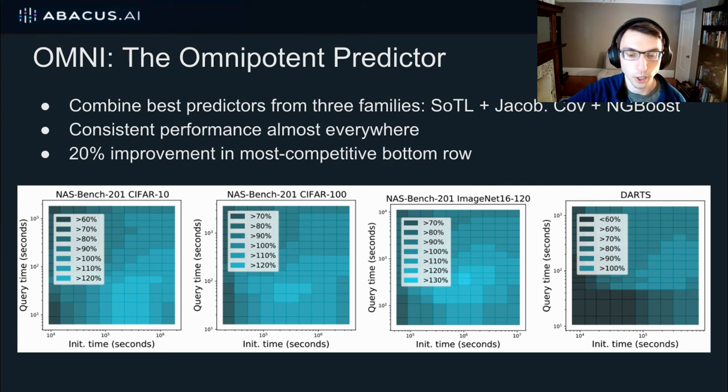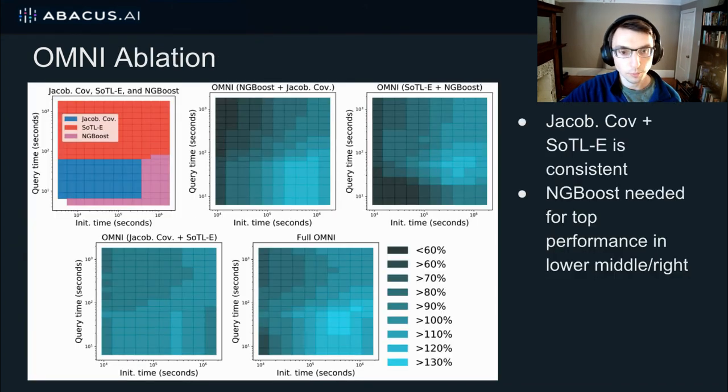So this worked very well for all search spaces except for DARTS, and that's because zero-cost proxies don't work well on DARTS. And Omni also achieved 20% performance improvement versus the next best predictor in some settings, in the low query time setting. And that's because it really helps to use these extra features with model-based predictors. We also ran an ablation, and we showed that surprisingly, sum of training loss plus Jacobian covariance by itself achieves pretty consistent performance, but to achieve the 20 to 30% improvements, we needed to add NGBoost.